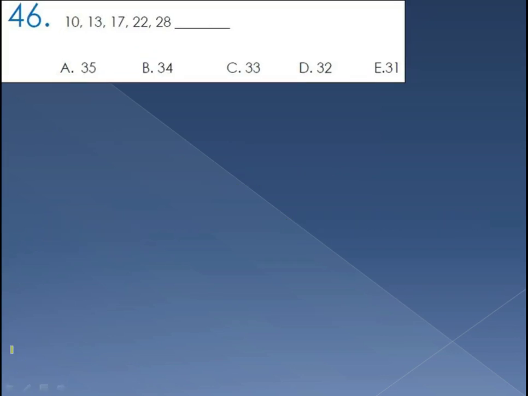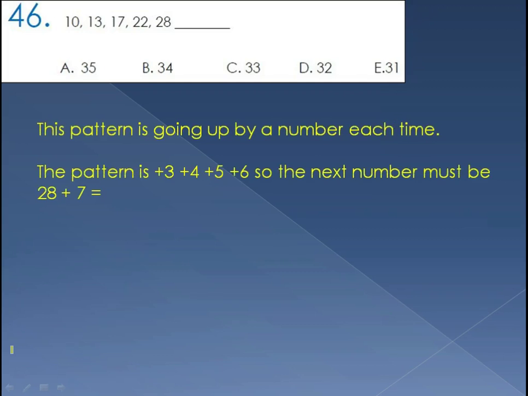10 to 13 is plus 3. 13 to 17 is plus 4. 17 to 22 is plus 5, so it's almost like 3, 4, 5. 22 to 28 is plus 6. So you'd imagine 28 plus 7. Like what I've said here, it goes plus 3, plus 4, plus 5, plus 6. So the next number must be 28 plus 7, which is 35. So the answer is A.